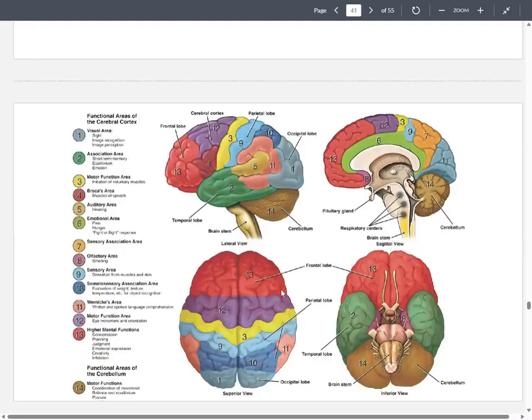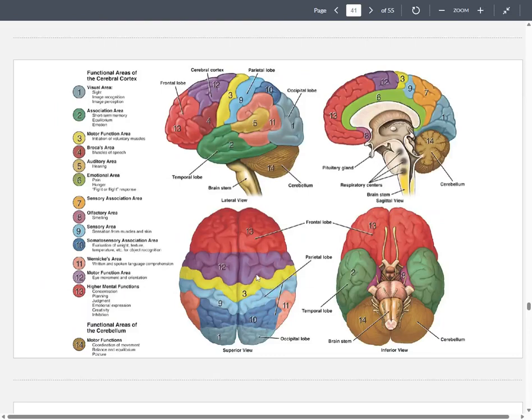Color coding is fantastic, and this is what this diagram is trying to show you. It is color coding various functional areas of the cerebral cortex. So our visual site, occipital lobe. Association areas, memory, equilibrium, emotion, temporal lobe. Motor function, initiation of voluntary muscle contractions. That's this little sliver right here. Not to be confused with the sensory association areas. That's going to be over here.